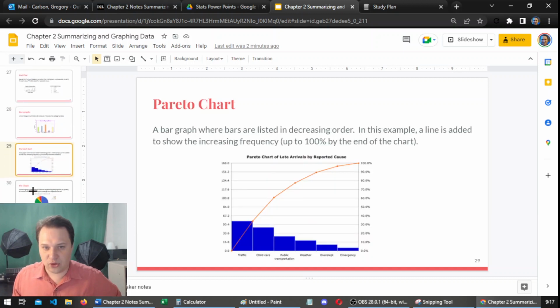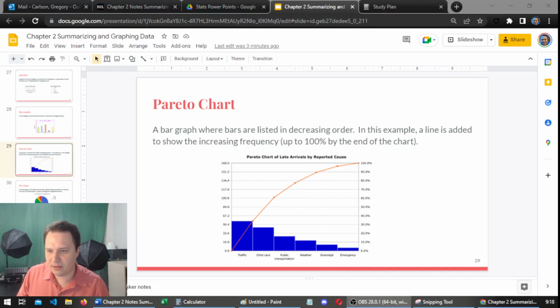This is a Pareto chart. Pareto charts are really useful in economics. The difference between a Pareto chart and a histogram or bar graph is that you always go from biggest to smallest. And so here you can see that our biggest bar we put first, then we put our second bar, and then our third bar, and each bar, notice it gets smaller and smaller as we go. And so that's a Pareto chart.